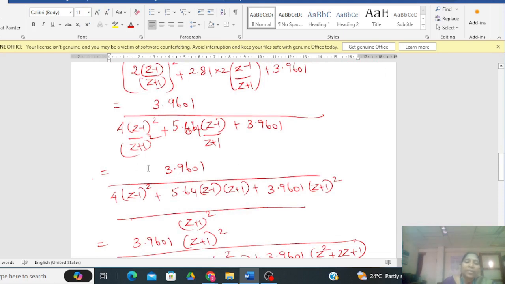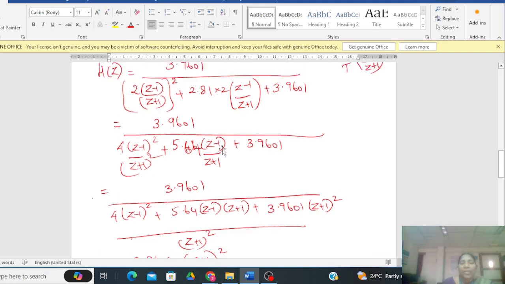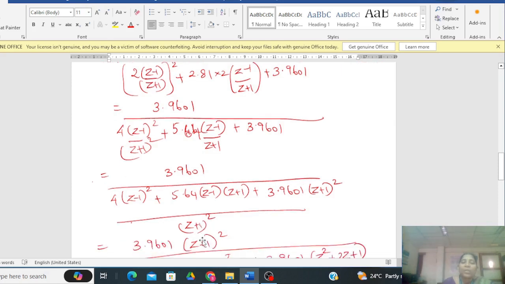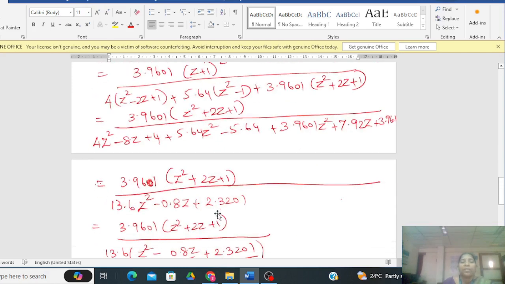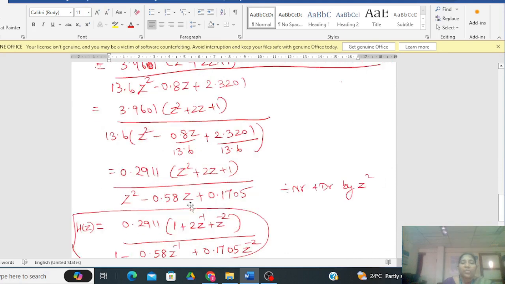So when you take the LCM it is (z+1) whole squared. So it is 4(z−1)² plus 5.64(z−1)(z+1) plus 3.9601(z+1)², divided by (z+1)². This (z+1)² will go to the numerator, and it is divided by this term. So in the denominator term, when you multiply and simplify this further, you will be getting the expression as 0.2911(z²+2z+1) divided by z² − 0.58z + 0.1705.